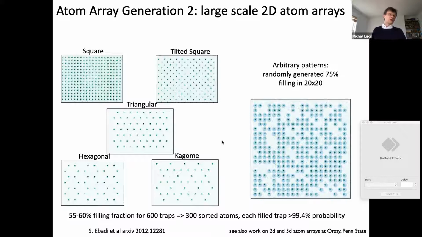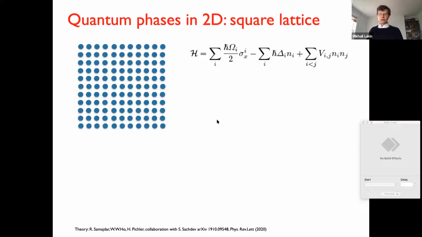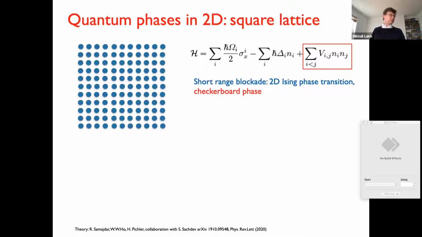So what can we do with this? The first thing is, of course, to go back to this idea of quantum simulations and see if we can explore some new interesting phases of matter in two-dimensional arrays. The simplest example of that would be a square lattice of the type shown here. If you have a square lattice and nearest neighbor interaction, then the simplest ordered phase will be a two-dimensional anti-ferromagnetic phase, which is called a checkerboard phase.